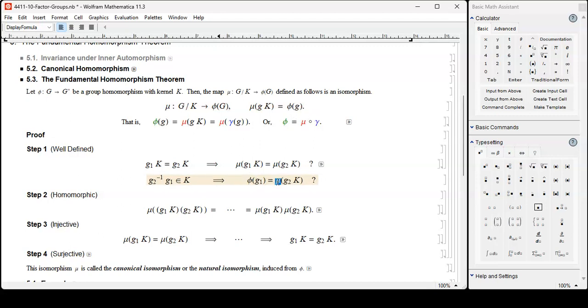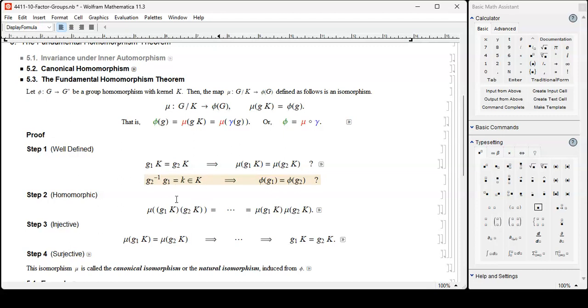And this is phi of g2. So instead of this, we can prove only this one, which is a bit of a reduction. Let's see, can we reduce a little bit further? Well, let's go back to this. g2 inverse g1 belongs to K. That means a certain k, which is a member of the kernel.